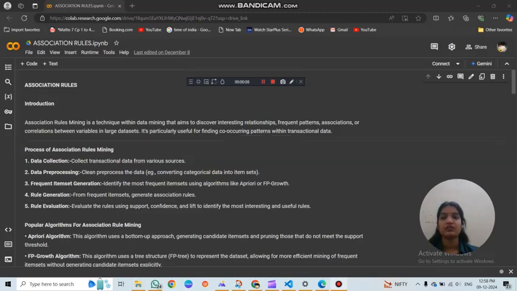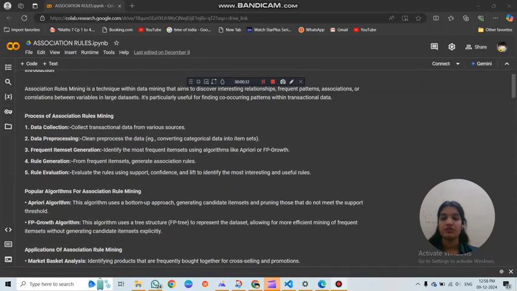Today we are discussing association rule. So what do we mean by association rule? Association rule mining is a technique within data mining that aims to discover interesting relationships, frequent patterns, associations or correlations between variables in large datasets. It's particularly useful for finding co-occurring patterns within transactional data.